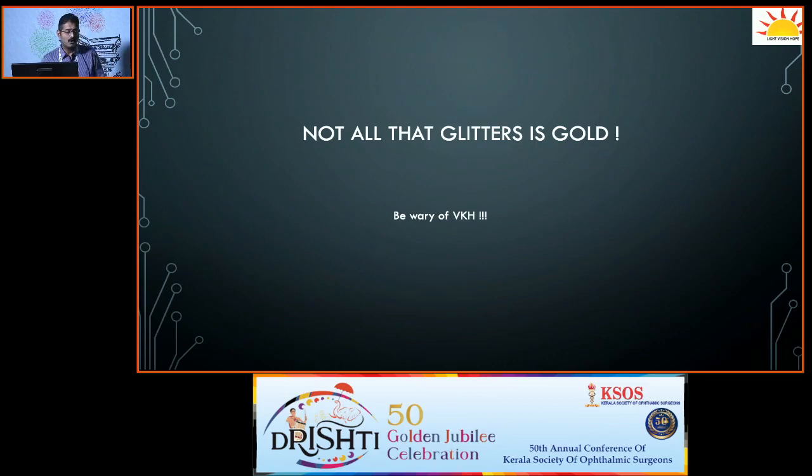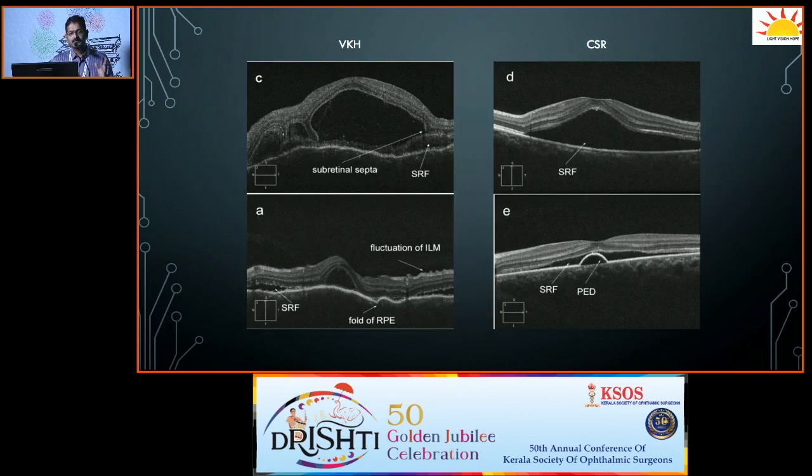Now, not all that glitters is gold. So be wary of a condition that is VKH. Both of them come almost in the same age group, VKH as well as CSR, because we see it in the second to fifth decade. Depending on what stage of VKH you are seeing, sometimes in the prodromal stage you won't find much inflammation, but usually VKH will have some amount of inflammation, whereas CSR will usually be non-inflammatory.